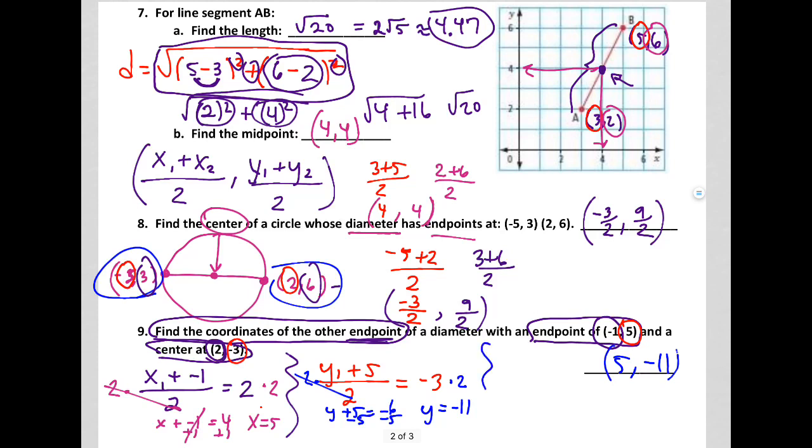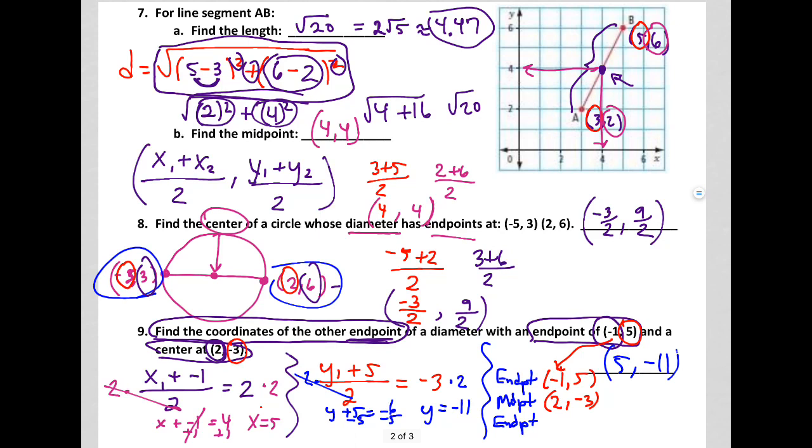Just to show it the number sense way that I showed in class, which could be simpler. We know we're missing an endpoint. We have the midpoint, and we have another endpoint. So we know we could just put what we have next to what we have here, and it doesn't really matter where you put the endpoint we have. I'm gonna just put it at the top. We have negative 1, 5. We have our midpoint, which is the center of 2, negative 3.